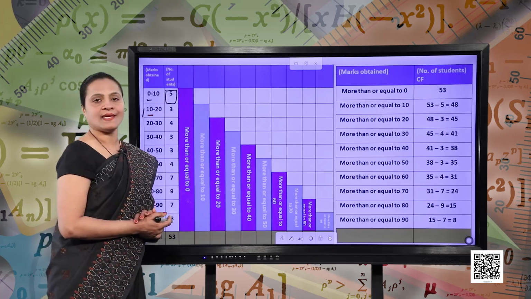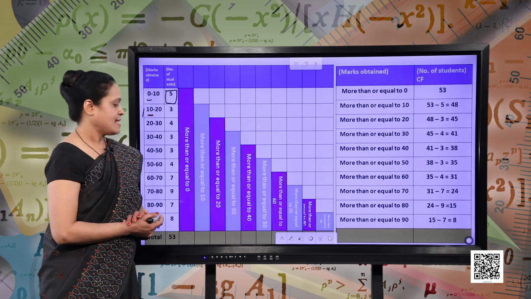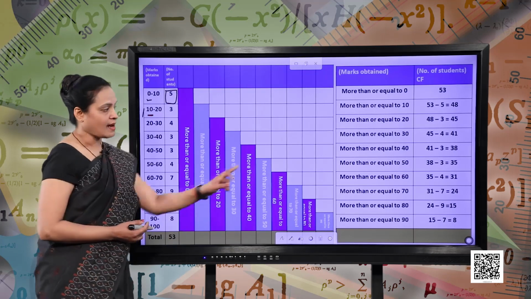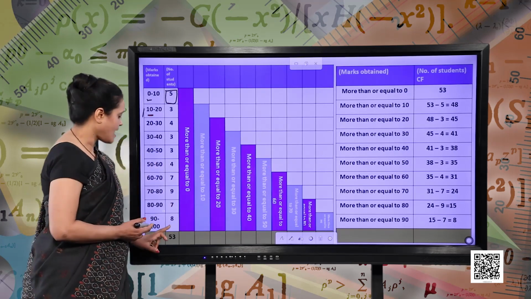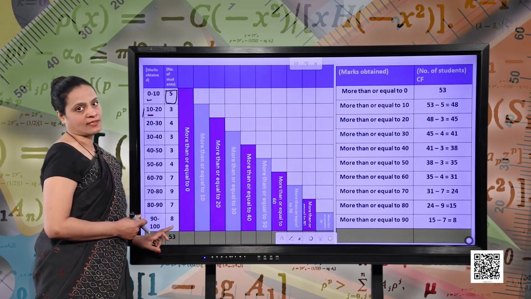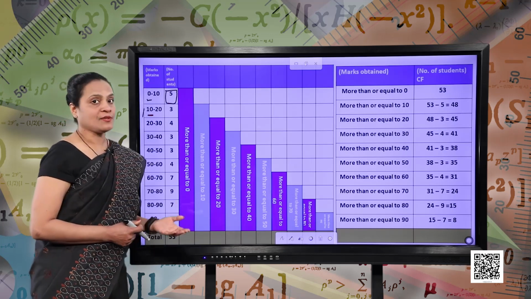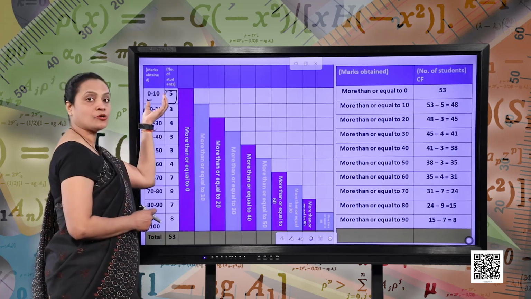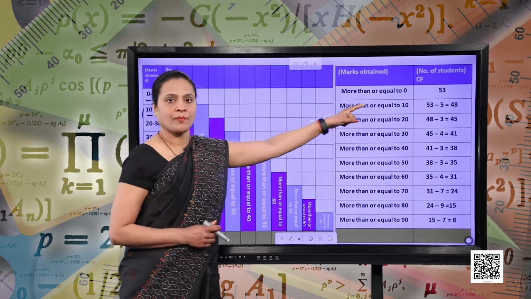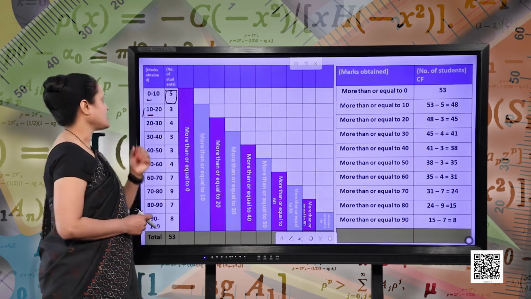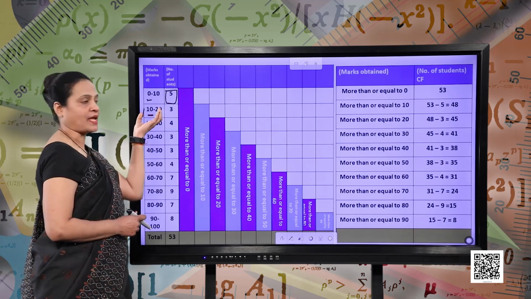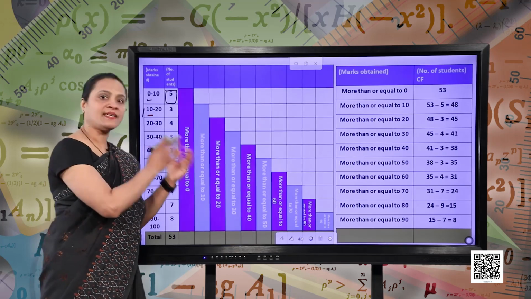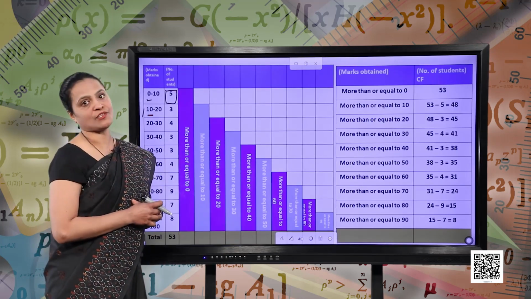Similarly, we can calculate more than type cumulative frequency for all the class intervals, and you can see it is written in the table. Remember that your last cumulative frequency will be same as your frequency of class interval. Here we also say that more than type cumulative frequency of class interval 0 to 10 is 53. More than type cumulative frequency of class interval 10 to 20 is 48. The same we say for less than type cumulative frequency distribution also.